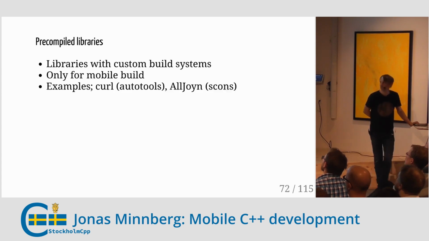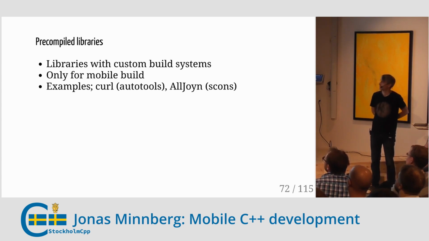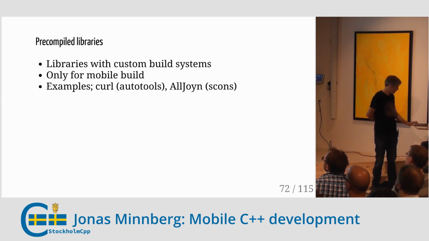Some examples here: we have curl, which uses autotools, and an old, deprecated Internet of Things library called AllJoyn, which is built using SCons, that we include as precompiled, but not on the PC build. There, AllJoyn is built using an external project in CMake.